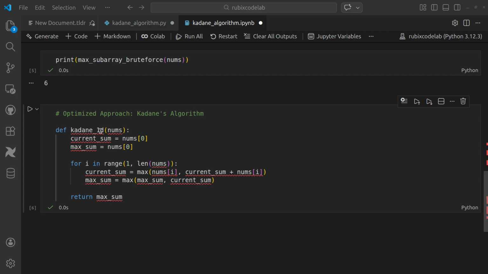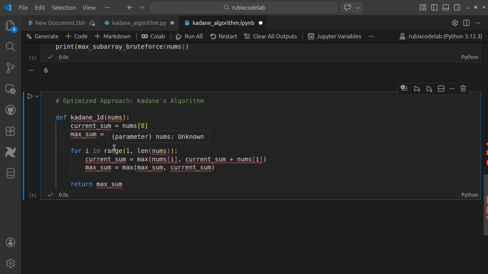So here is an optimized approach for the Kadane 1D algorithm. We maintain two variables. If you look closely, we have current sum and we have max sum. The current sum is the best subarray ending at the current position, and the max sum is the overall best seen so far. At each step, we decide, is it better to extend the previous state or start fresh from this number? So this is exactly where this line encodes that reset logic.